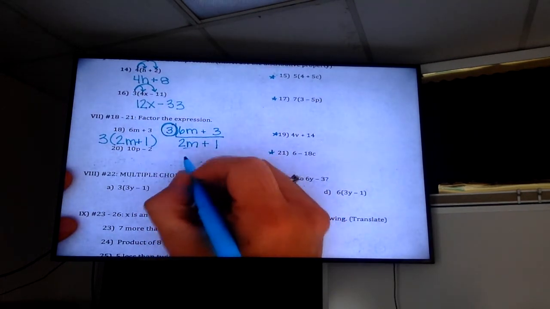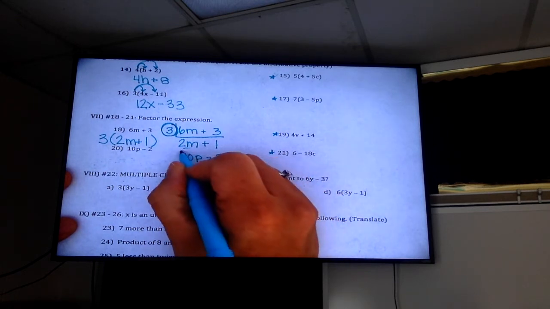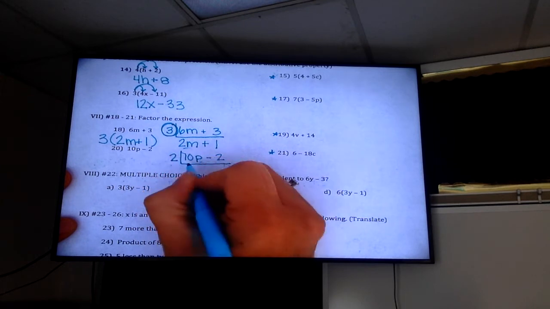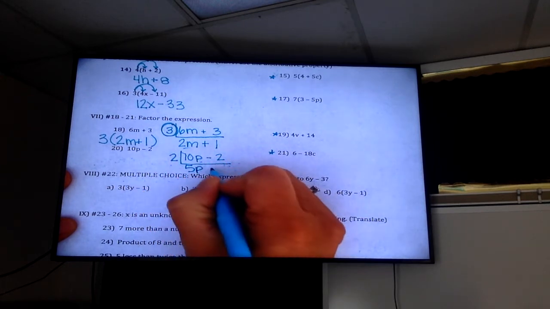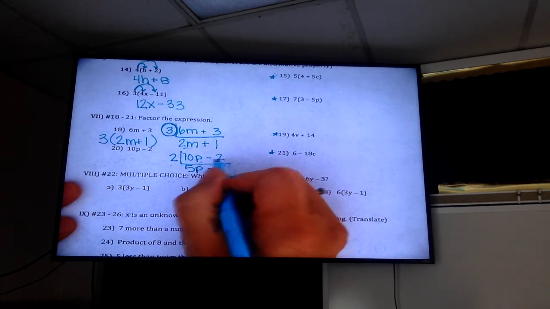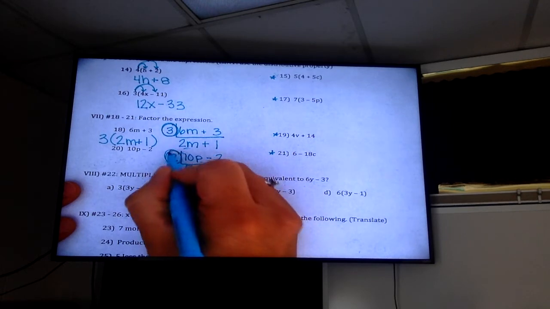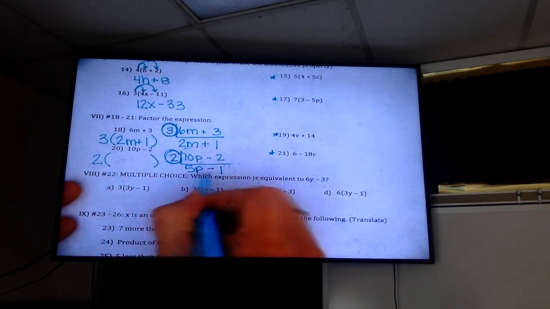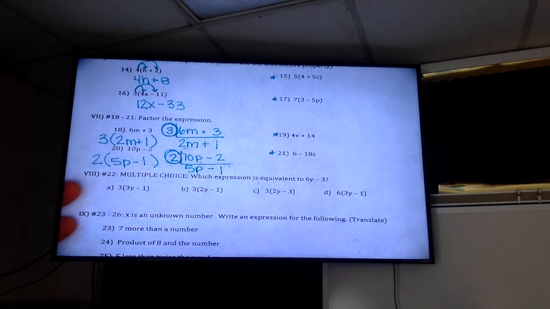Let's try this again. 10p minus 2. Okay. Greatest common factor of 10 and 2 is 2. 10 divided by 2 is 5. Bring down the p, minus, 2 divided by 2 is 1. So again, this number on the left, that's what goes on the outside of the parentheses. And what's at the bottom, that's what goes inside the parentheses.